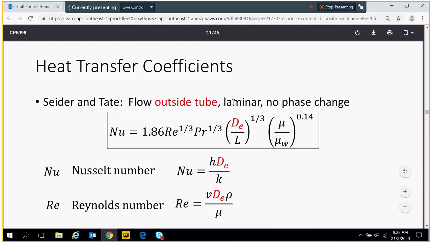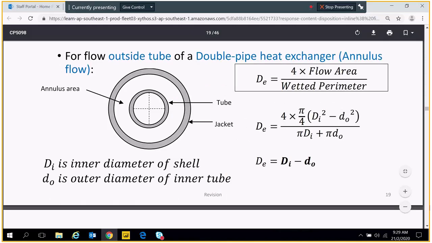Now for flow outside the tube, laminar, no phase change. This is for the heat exchanger. They use the equivalent diameter, DE. And therefore, as I mentioned, this is very important. You must know how to calculate this DE.